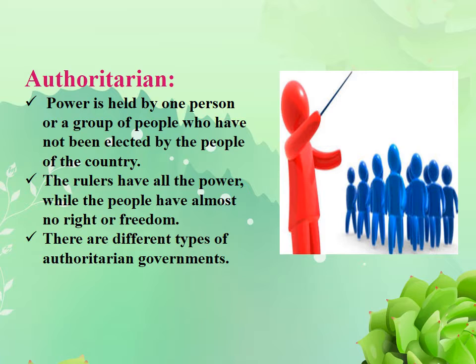Authoritarian. Power is held by one person or a group of people who have not been elected by the people of the country. The rulers have all the power, while the people have almost no right or freedom. There are different types of authoritarian governments.